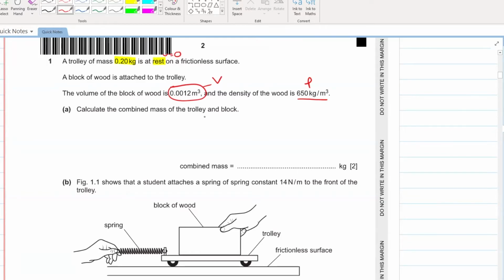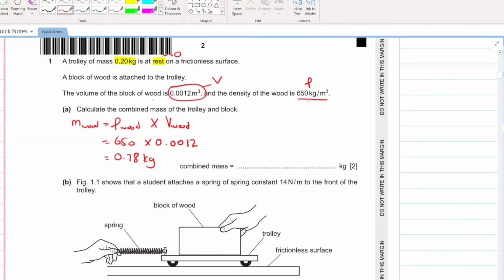Wow, what a good question. Can we utilize the volume of the wood and the density of the wood to calculate the mass of the wood? Mass of the wood will be equal to density of the wood multiplied by the volume of the wood. The density of the wood is 650. The volume of the wood is 0.0012. 650 into 0.0012 comes out to be 0.78 kgs.